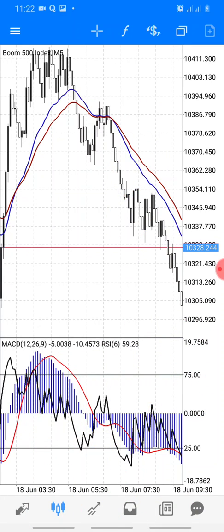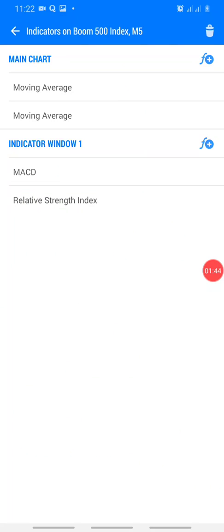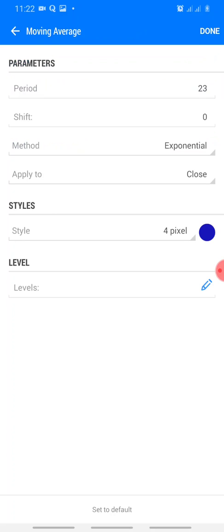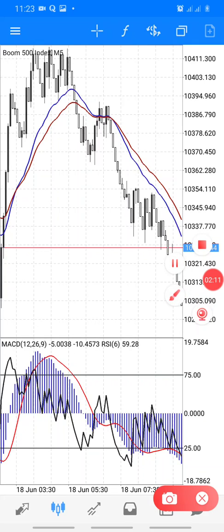As usual, you just click on this F button right here, then you see all what we set up. The first moving average is moving average 23. The period is 23, the shift is 0, the method is exponential, apply to close, the size is 4 pixels. I gave it blue color, so you can choose whichever color you prefer. So that is our first moving average, this blue one.